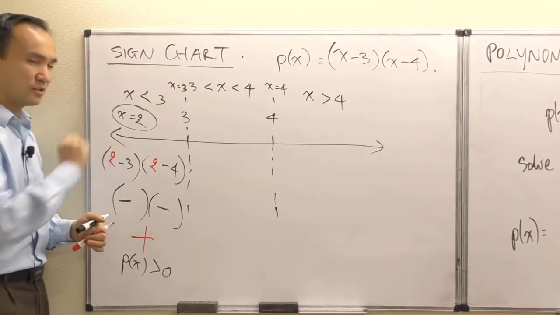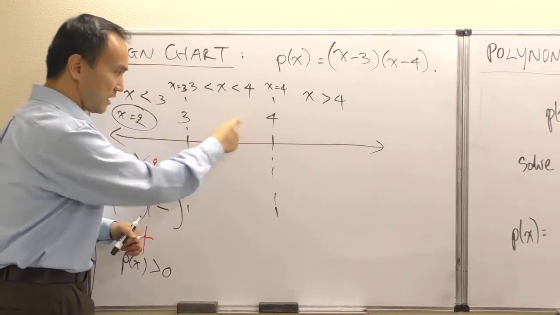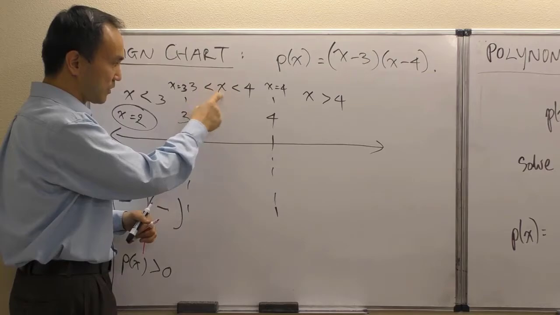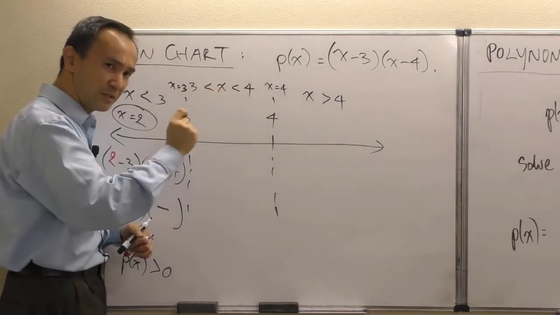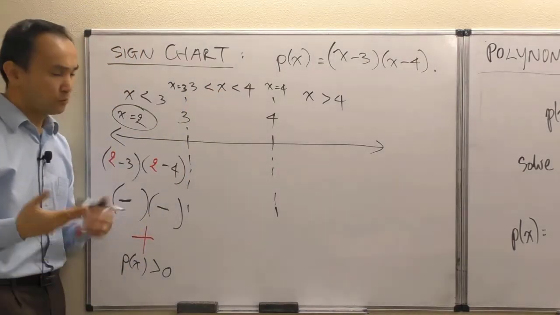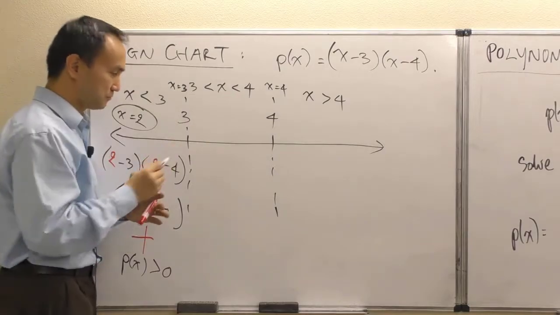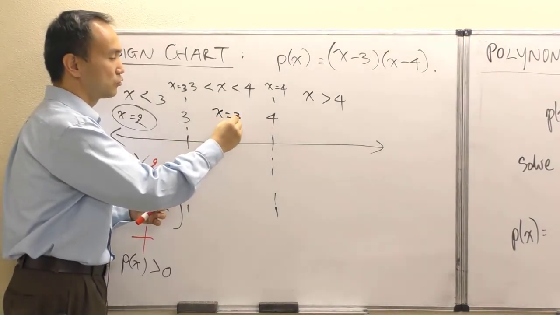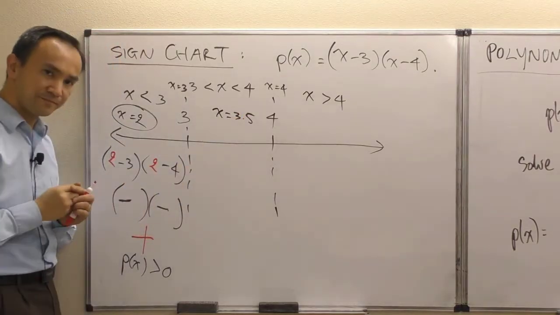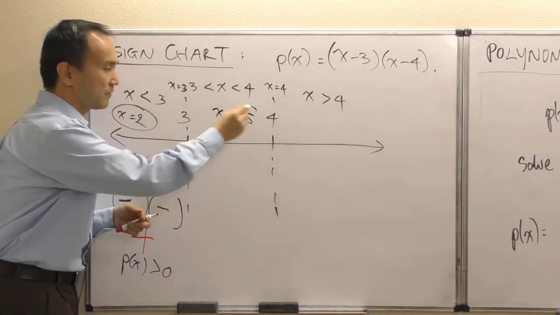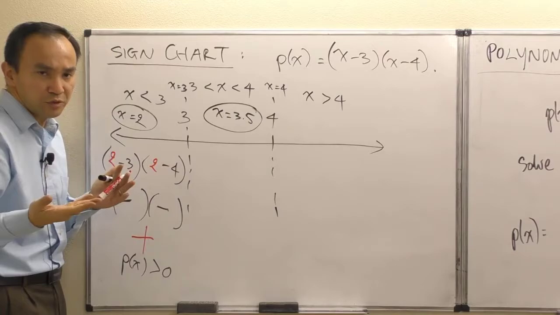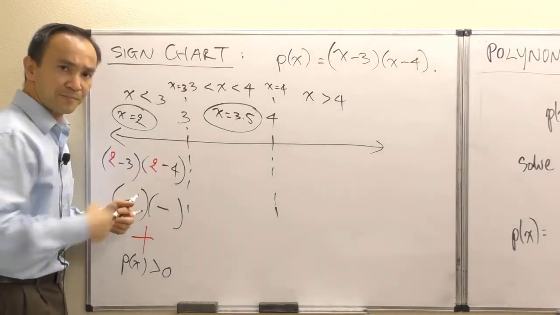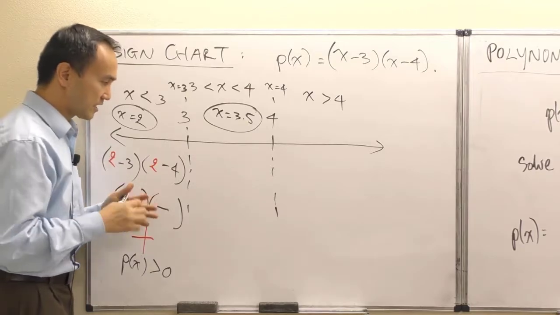Okay, let's look at the middle interval. This time for this middle interval, the value that you pick has to be anywhere greater than 3 but less than 4, anywhere between 3 and 4. Well, we are forced to pick a decimal, like x equals 3.5. It all works. Okay, x equals 3.5. That's the value I picked. You can pick a 3.75, you can pick a 3.99. It's all in between.